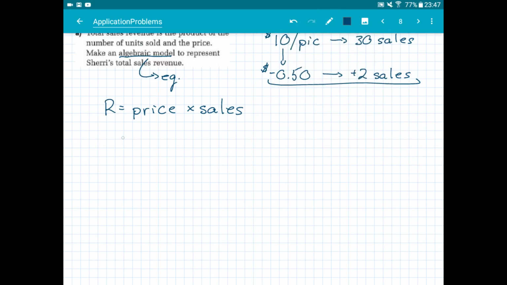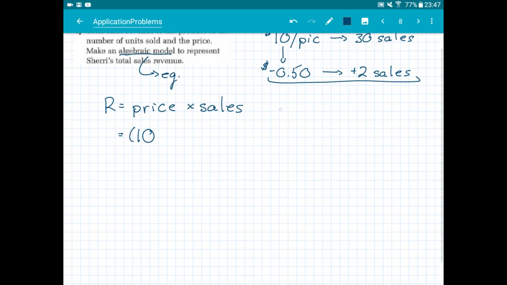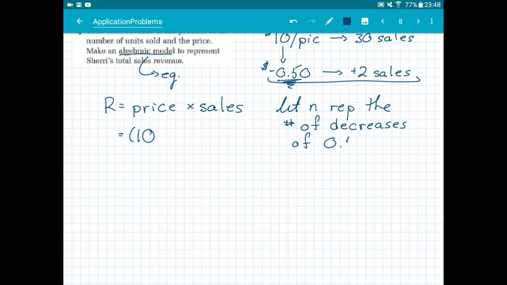Now in this specific situation, we don't know what price she's going to set. We know that it's $10 and she's going to take away some money and try to maximize her revenue. So what we don't know is how many times she's going to reduce the price. So that's going to be our let statement. So let n represent the number of decreases of 50 cents. So if she reduces the price to a dollar less, then n must have been 2, because it would be 2 50-cent decreases.